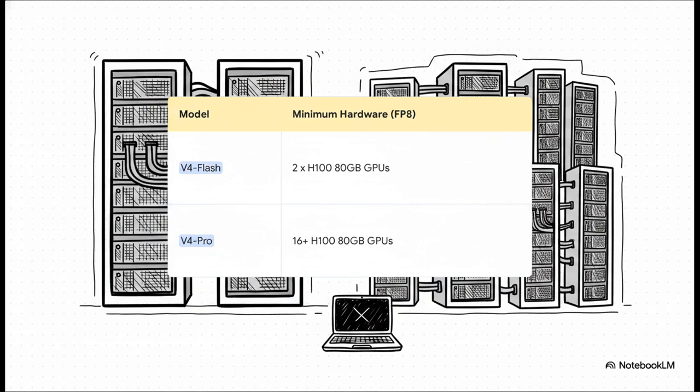You need to be prepared for a major hardware investment. The smaller V4 Flash model, you can get that running with a couple of high-end H100 GPUs. But V4 Pro? Whoa, that's a whole different ballgame. We're talking a cluster of 16 or more of those GPUs. So yeah, this isn't something you're going to be running on your gaming PC.